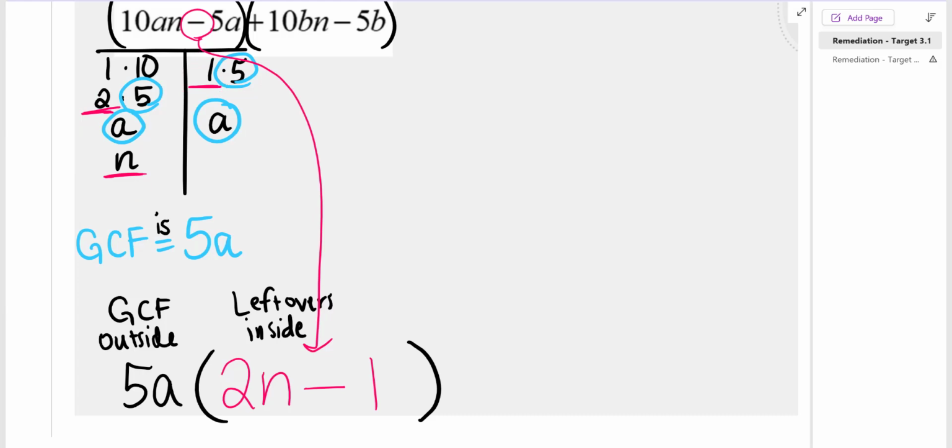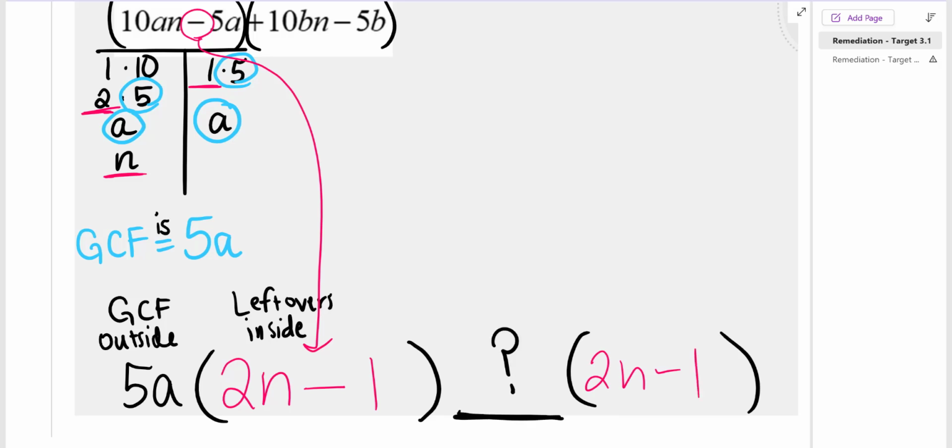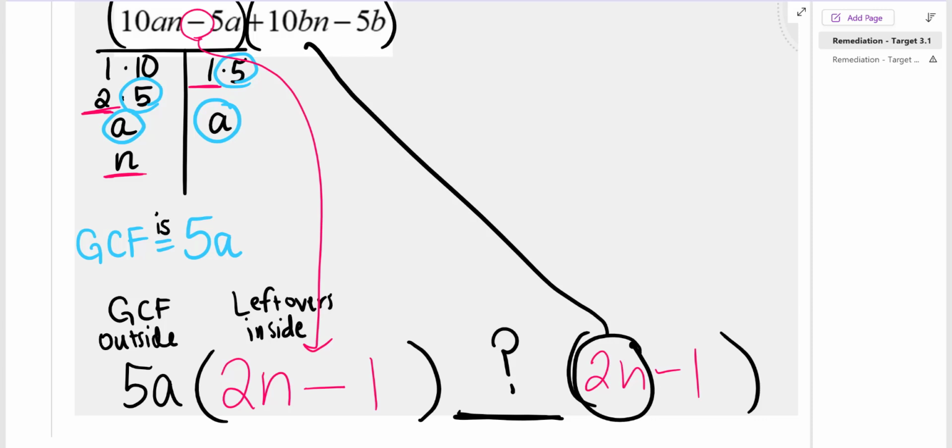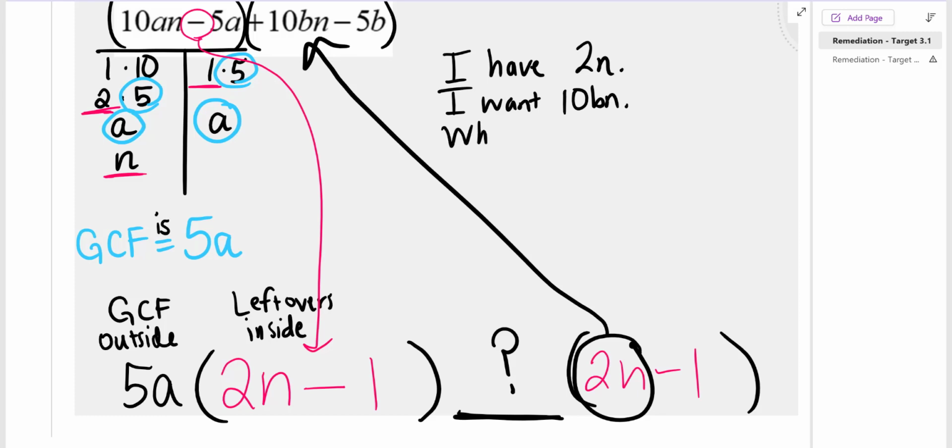Okay. The next step is to repeat the insides. So I'm going to do 2n minus 1. And then now all we have to do is find what are we taking out from the second group. So I have 2n and I want 10bn. I'm going to even write this down. I have 2n. I want 10bn. So what can you multiply by?